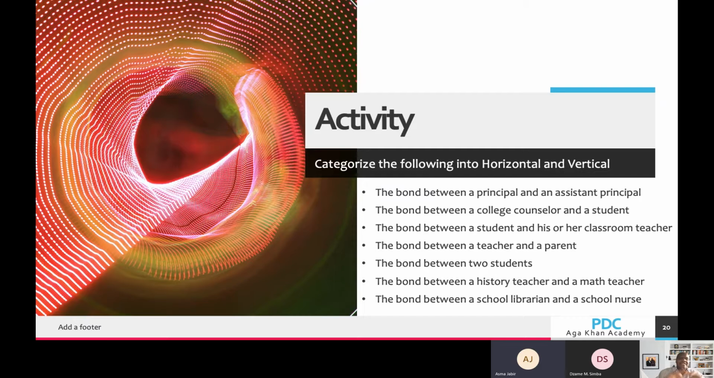Pick any and tell me this is vertical and why do you think it is vertical? This one is horizontal, why do you think it is horizontal? Between student and his teacher, between teacher and a parent, and between two students, only between history teacher and maths teacher. That is vertical. Then only between, wow, these are hard.